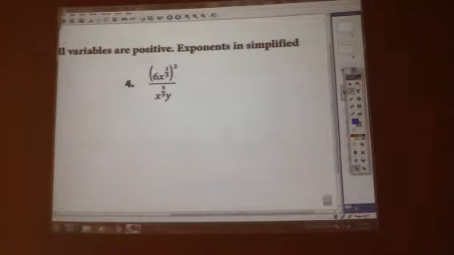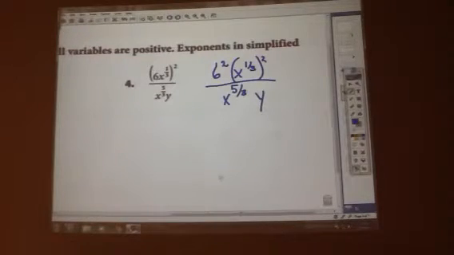All right, I have all this in parentheses squared, which really means 6 squared, x to the 1/3 squared, over x to the 5/3 y. So I just put the 2, that exponent, with the 6 and with the x to the 1/3. So let's start simplifying this.